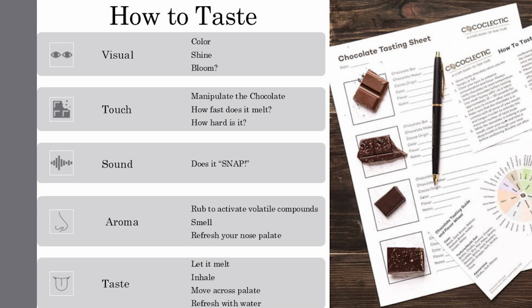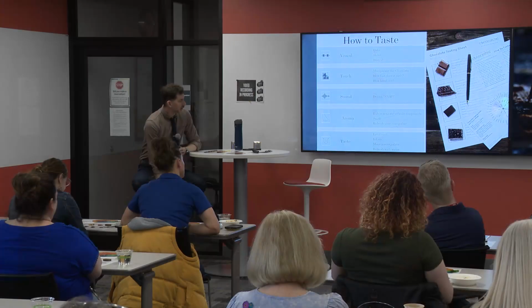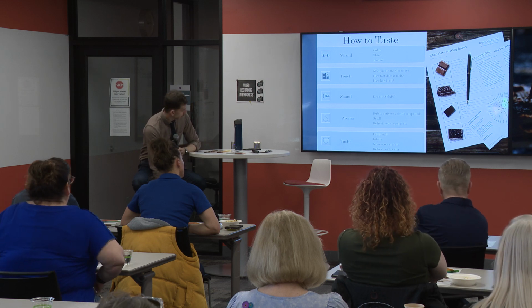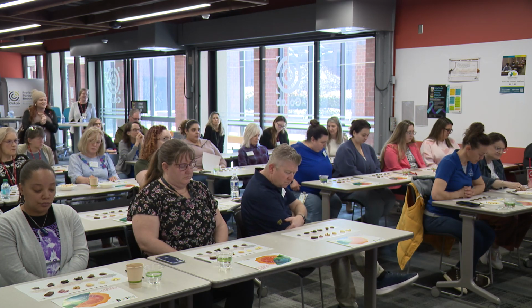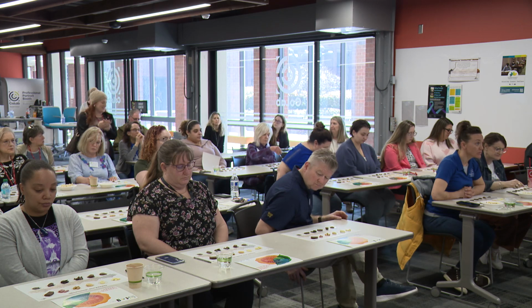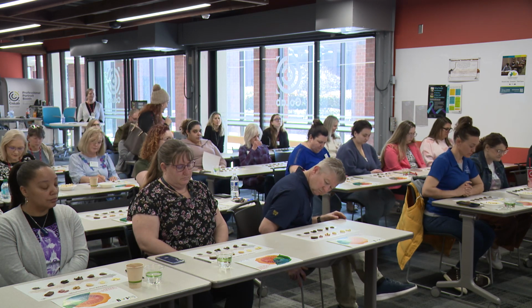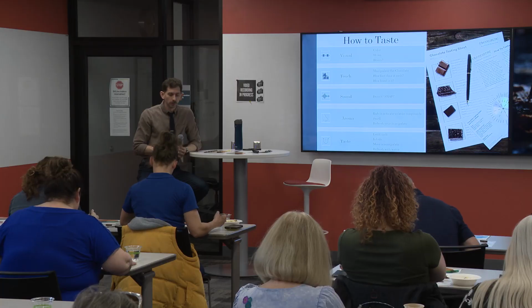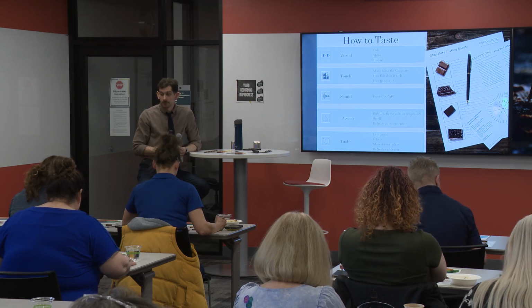So let's look at how to taste. Like I said, we're going to use most of our senses for this. So visual: things we're looking at when we look at the chocolate. We want to look at the color of it. And just looking at your sheet right now, all these chocolates have a gradient of off-whites and tans and one pink in there. So not all chocolate is just brown, right?